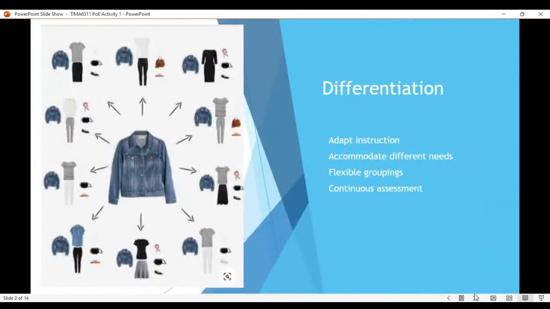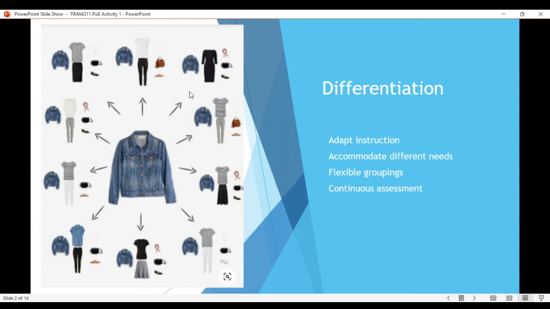Right, just a recap. Remember my denim jacket that I also always use for differentiation. This is one learner, and I can group this learner in different groups according to the content that I want to teach or the reasons why I want to differentiate the content for my learners.